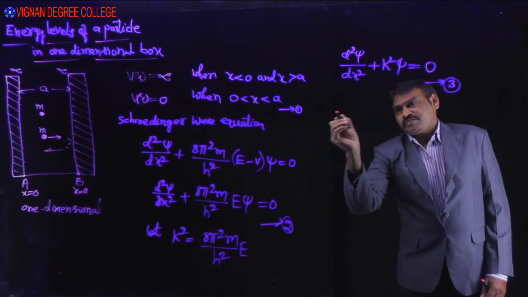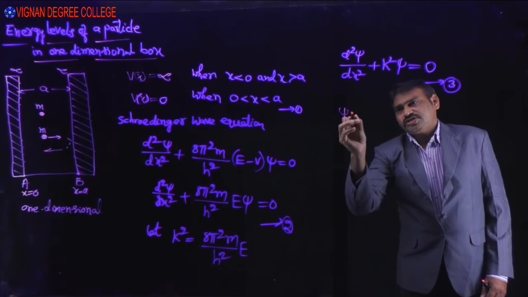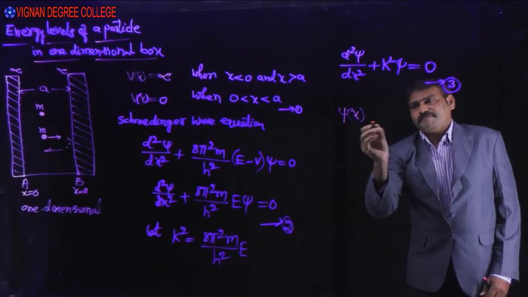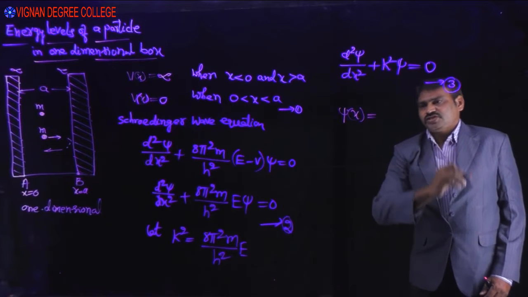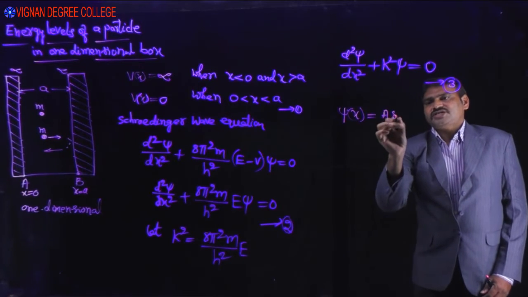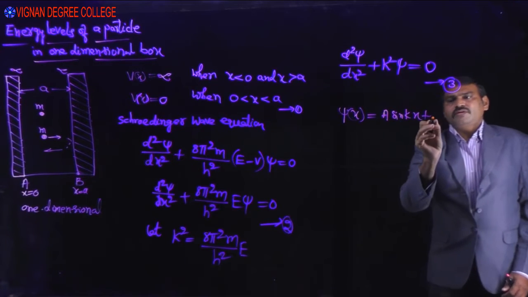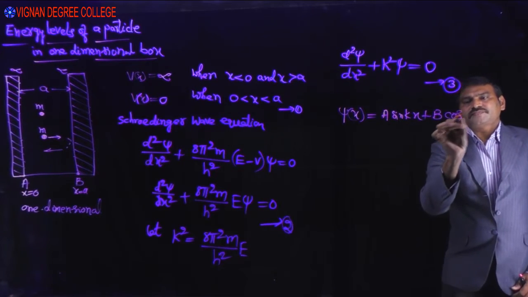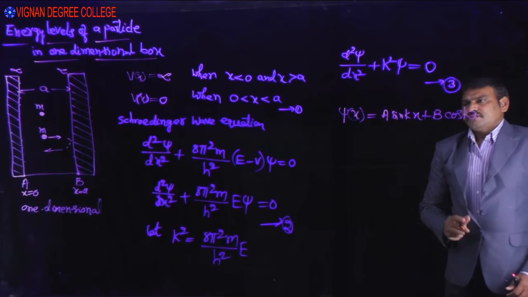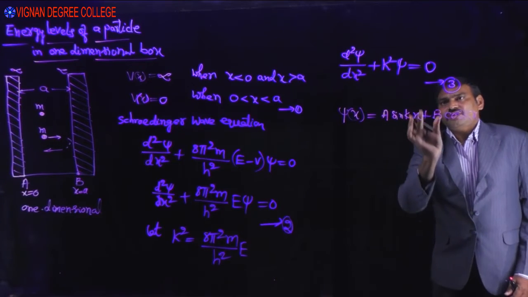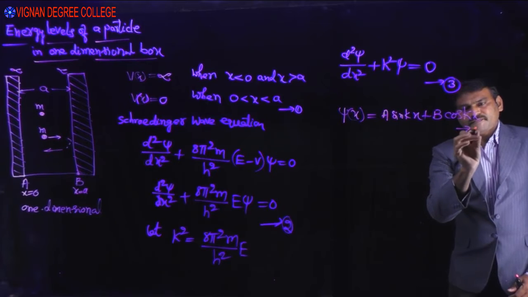Let it be psi of x. The solution of equation 3 is psi of x is equal to a sin kx plus b cos kx. This is the solution of equation 3. Let it be 4.